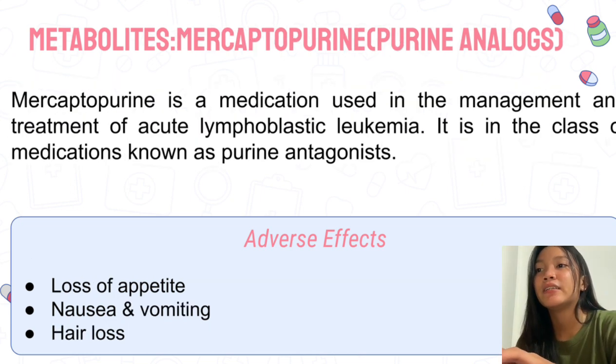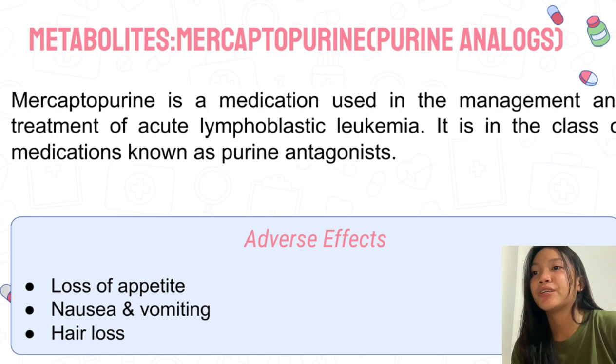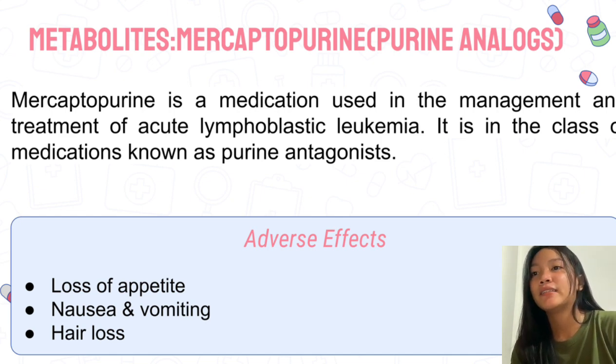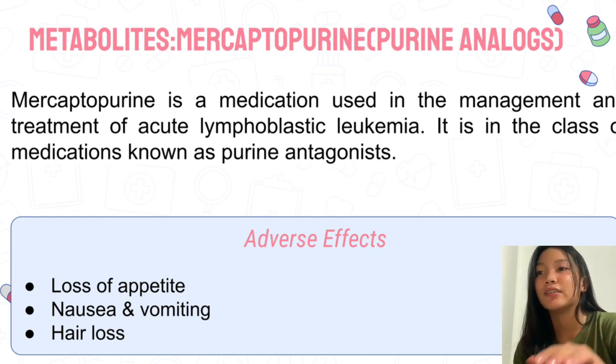For the purine analogs, the drug is mercaptopurine. Mercaptopurine is a medication used in the management and treatment of acute lymphoblastic leukemia. It is in the class of medication known as purine antagonists. The adverse effects of mercaptopurine are loss of appetite, nausea and vomiting, and hair loss.